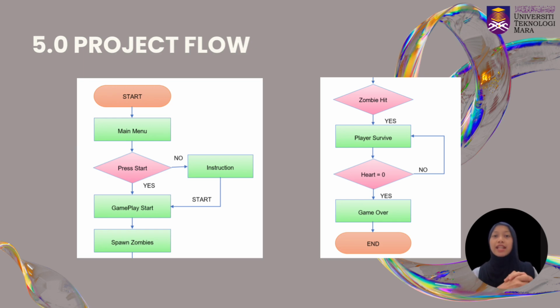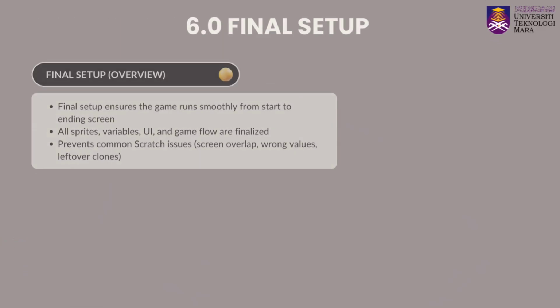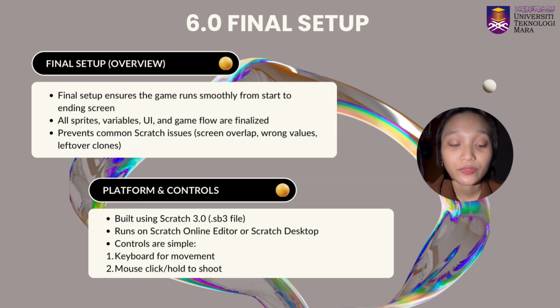Game over and end. If the player's heart reaches 0, the game will display the game over screen and the game ends. So this flowchart shows how players' decisions and game mechanics are connected to create a continuous survival-based gameplay experience. So let's take a look at the final setup overview. For this section, I will explain the final setup of our game, Zombie Attack.